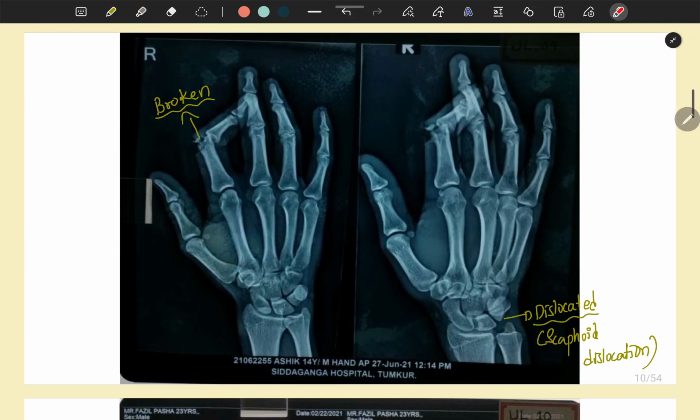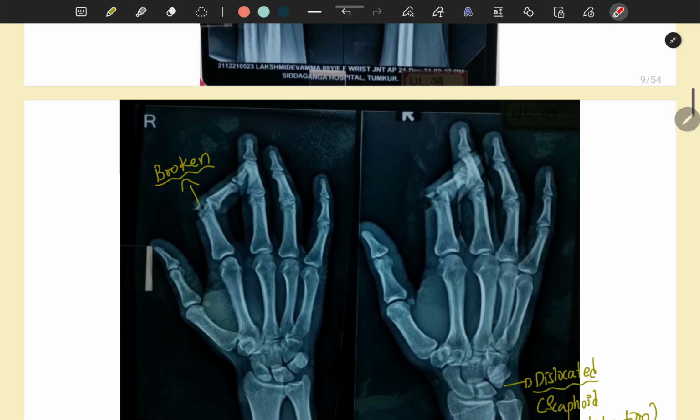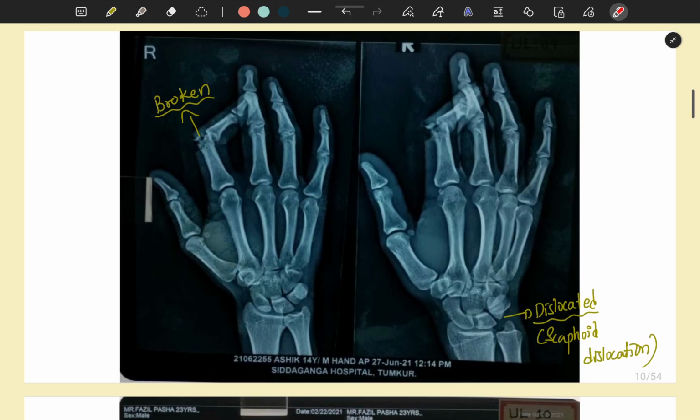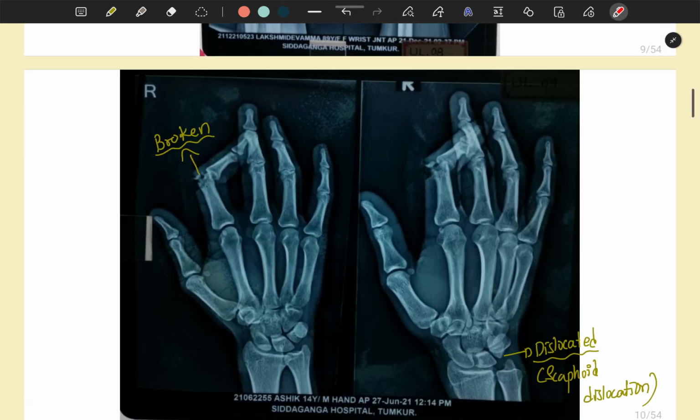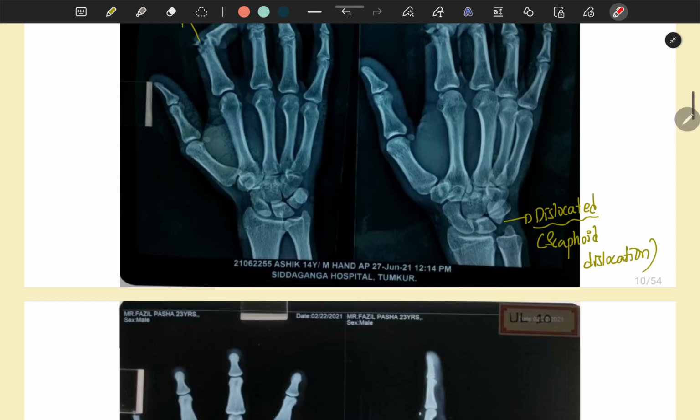Here, this was about which region? It is about the wrist joint and the lower part of the forearm, you can say. This region is also the wrist joint, or X-ray of the hand. Here you can see the phalanges have been broken, and also you can see the dislocation of the scaphoid. The most commonly dislocated bone in an outstretched hand is the scaphoid. Here it has been dislocated.